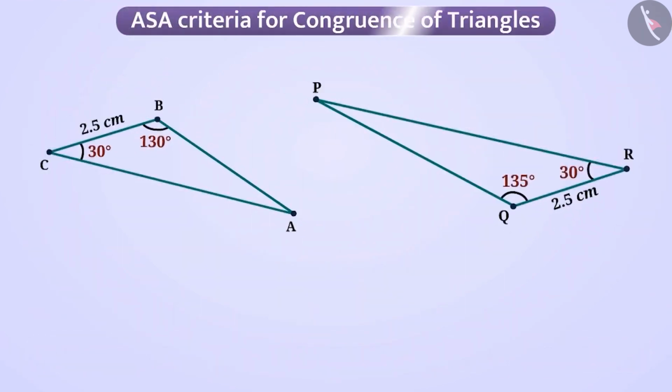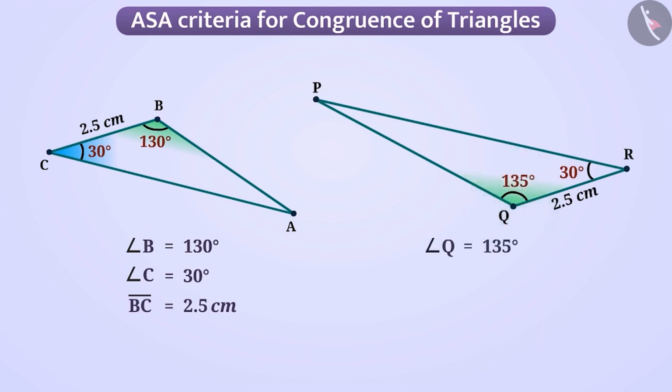Look at these two triangles. In triangle ABC, we have angle B equal to 130 degrees, angle C equal to 30 degrees, and the length of the included side BC equal to 2.5 centimeters. Similarly, in triangle PQR, we have angle Q equal to 135 degrees, angle R equal to 30 degrees, and the included side QR equal to 2.5 centimeters. Can we say that both triangles are congruent? Think for a while.